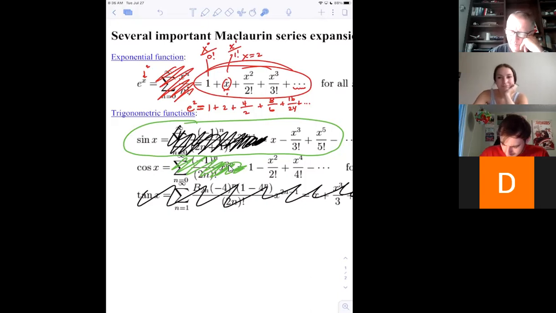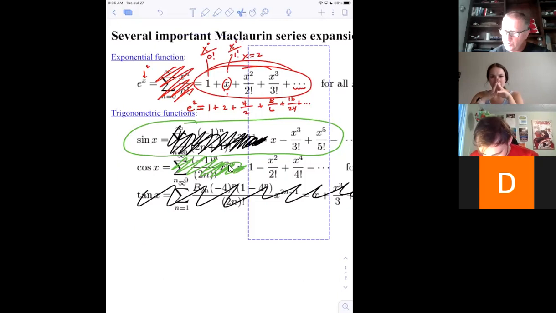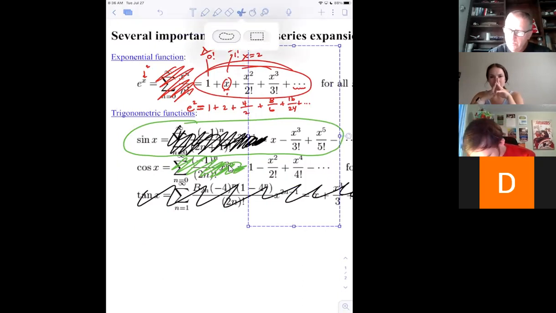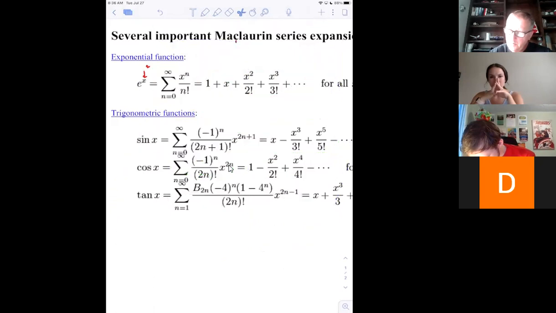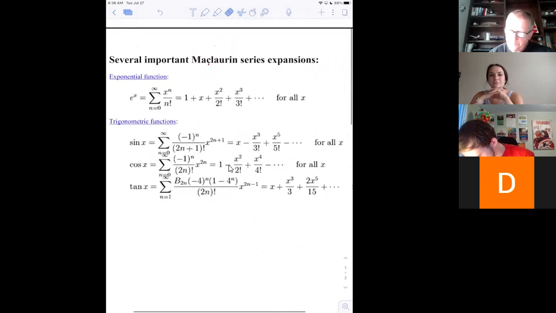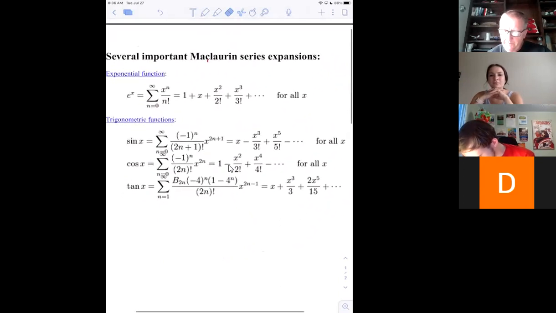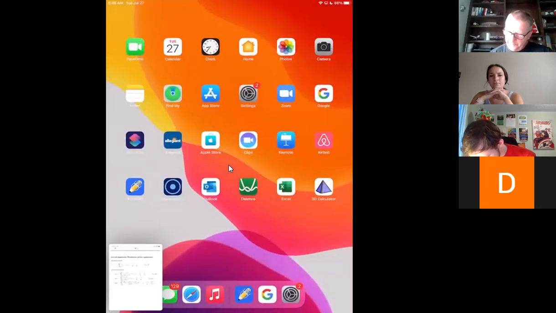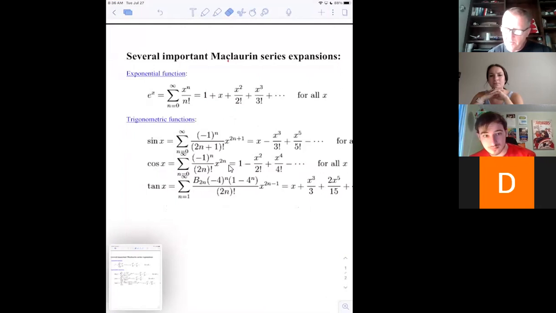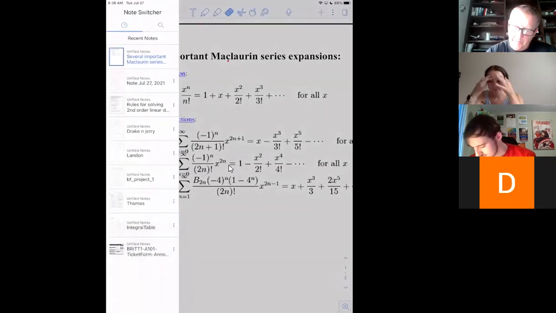So let's see if I can do this a little more professionally. These are complicated enough that we kind of need to be able to see them on the other page.